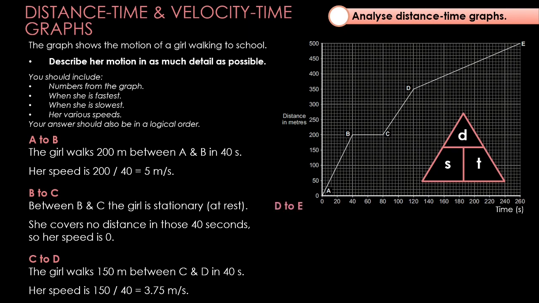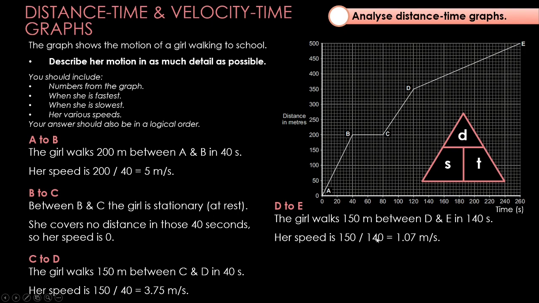The last section, D through to E, she walks again 150 meters. She goes from 350 up to 500, which is 150 meters. This time it takes her 140 seconds. It's from 120 to 260. The difference then is 140 seconds. Her speed then is 150 divided by 140. Not a nice number. You're going to get a weird looking decimal on your calculator, but we can round it to 1.07 meters per second.